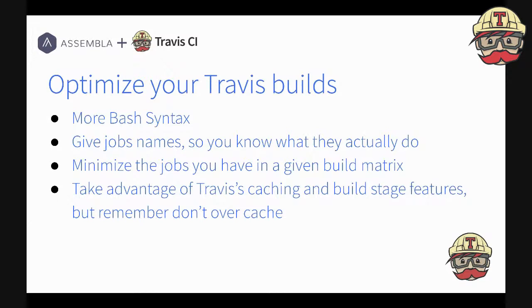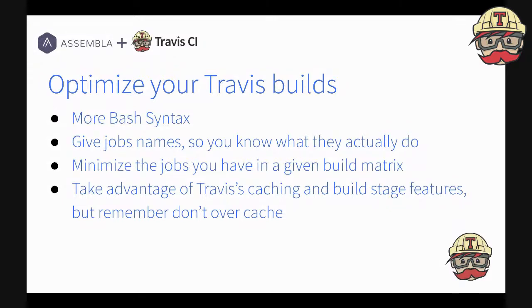Secondly, give jobs names so you know what they actually do. A lot of the times people don't give jobs names, so you'll be in this big YAML file and you'll see these script hooks. You'll see before success, after success, and you're not really sure what's going on. So I think it's very imperative to give jobs names just to see what they're doing.